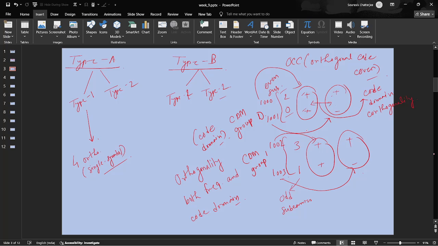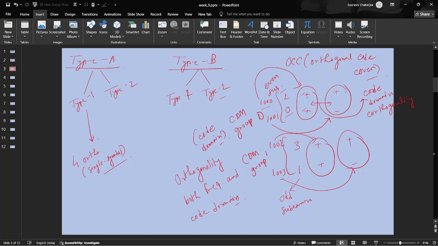If I look inside one CDM group, the elements are going to use the same subcarriers, so frequency-wise there is no orthogonality. But inside one CDM group there is code domain orthogonality, the codes are going to be orthogonal. So even if port 1000 is transmitting plus from the 0th subcarrier and plus from the 2nd subcarrier, and 1001 is transmitting minus from the 0th subcarrier and plus from the 2nd subcarrier, they are still orthogonal because they are exploiting code domain orthogonality. There is no frequency domain orthogonality inside one CDM group.